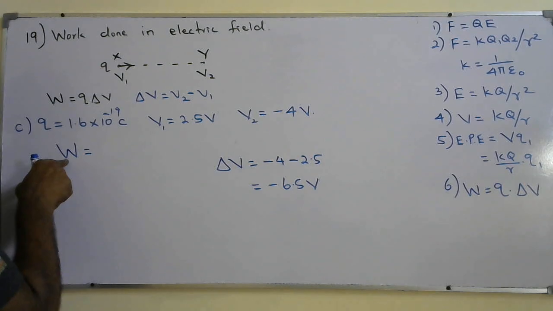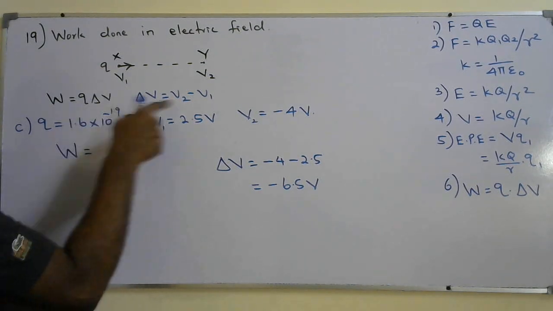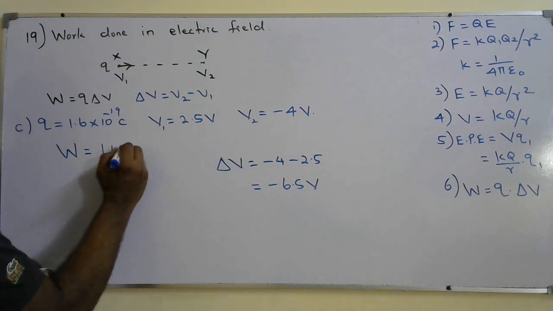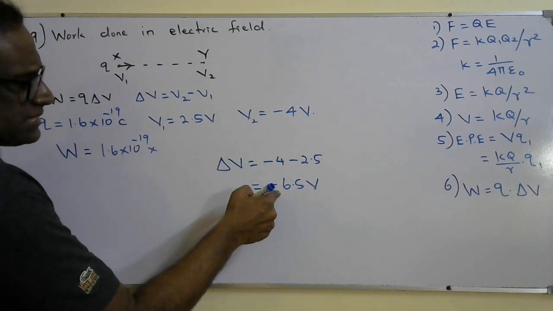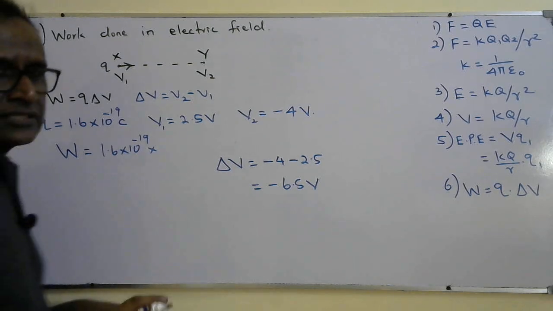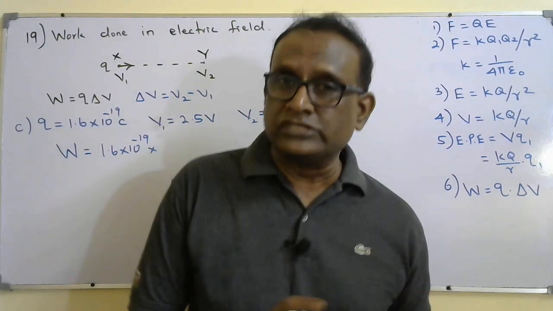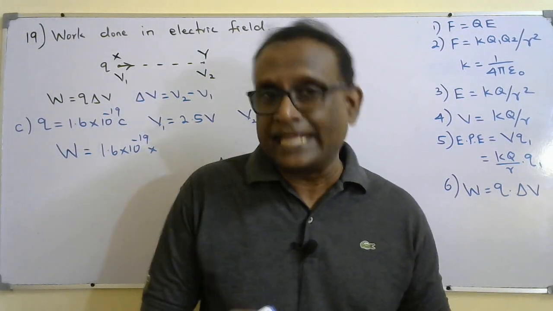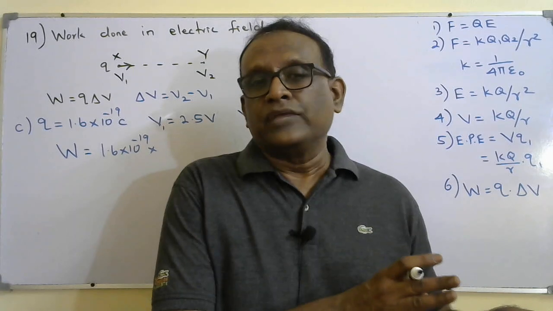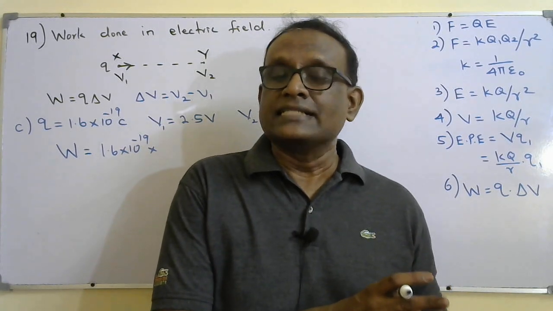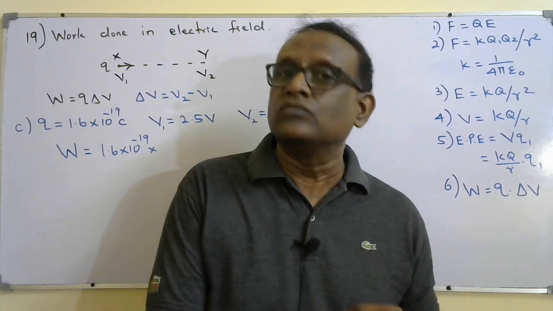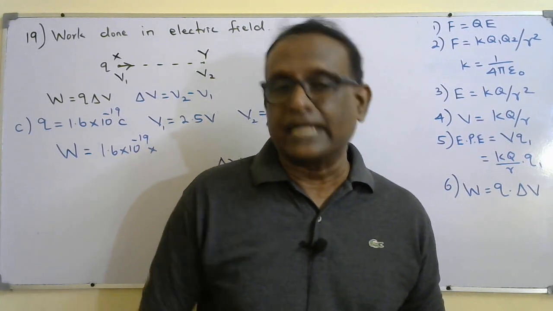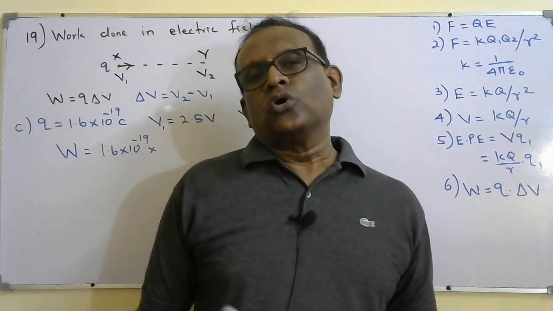So when we consider the work done, that is Q into delta V. Q is 1.6 × 10^-19 into -6.5. I don't want to include that, because there is another way we can approach. If the work done becomes a negative quantity, we can say the particle is gaining kinetic energy. If the work done becomes a positive quantity, we can say the particle is losing kinetic energy. But we don't need to go that way.